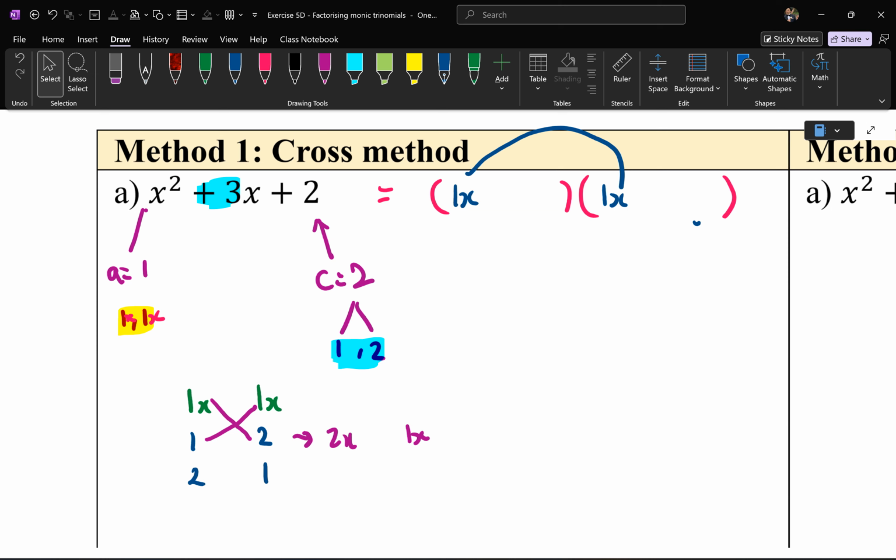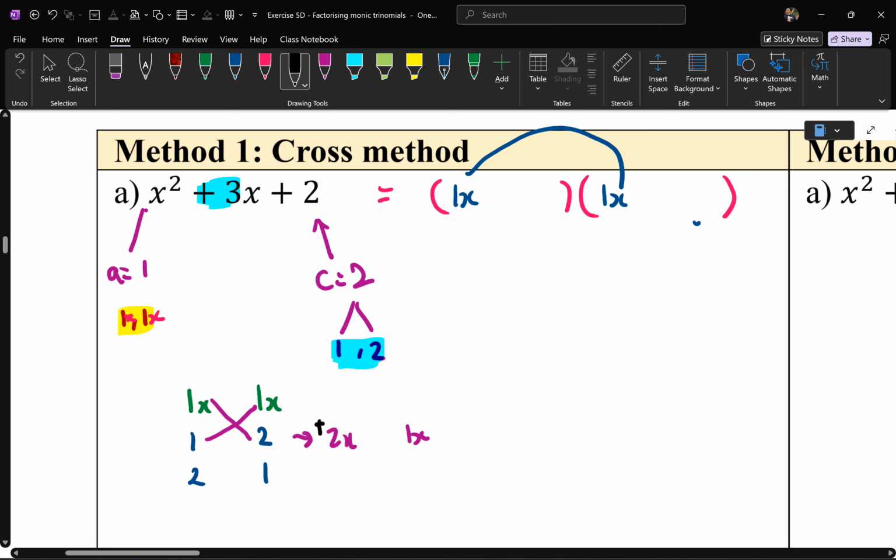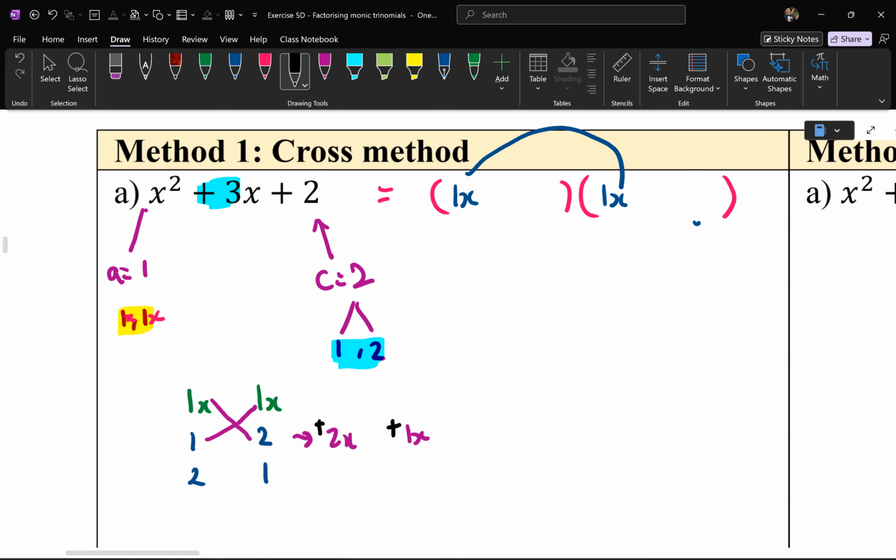Yes, how though? Because I need a positive 3x. So they need to be both positive. Positive 2x plus 1x will give you that. And that sign matters. So right here, we say this needs to be a positive 2x, needs to be a positive 1x. And so this is where you write them.